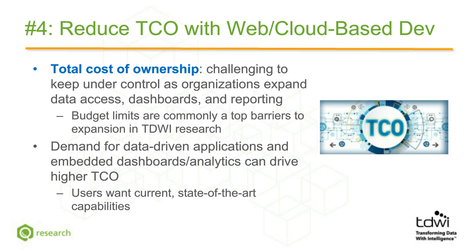And it's challenging to keep that under control as organizations expand. So, in many ways, expansion tends to increase costs, but organizations are looking at how they can reduce costs. And this is, again, where getting a good balance between enterprise and self-service can be very helpful, because then you can begin to reduce redundant things that users are doing and so forth. The budget limits are commonly one of the top barriers that we see in TWI research.